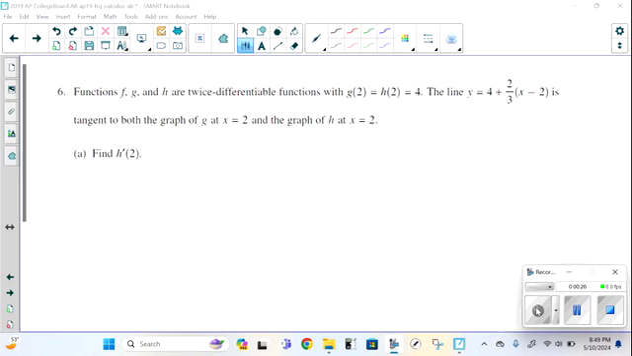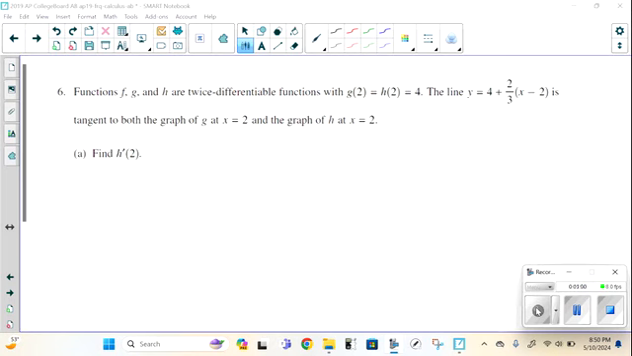Question number 6. Functions f, g, and h are twice differentiable functions with g of 2 equaling h of 2, which is 4. The line y equals 4 plus 2/3 (x minus 2) is tangent to both the graph of g at x equals 2 and the graph of h at x equals 2. Find h prime of 2.